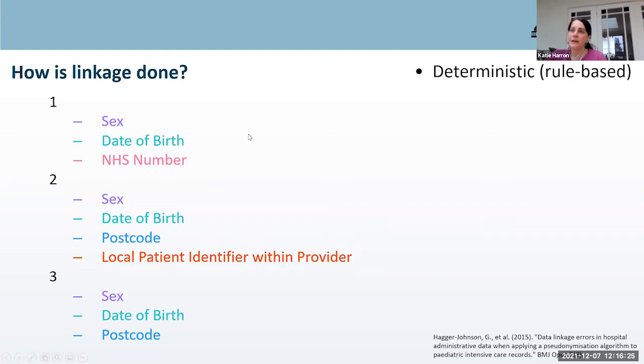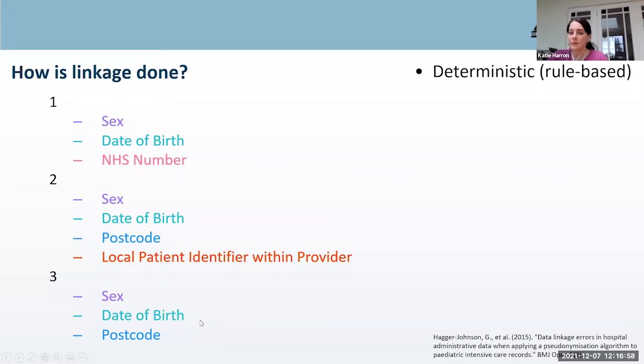So the first set of identifiers that are looked at in this deterministic linkage rule are sex, date of birth, and NHS number. And then if records don't match on that, they're checked to see if they match on sex, date of birth, postcode, and a local patient identifier or hospital number. And then finally, just sex, date of birth, and postcode. Now, this is quite a conservative algorithm because it's unlikely that many different people would share the same set of identifiers, except perhaps for same-sex twins who might have the same sex, date of birth, and postcode.